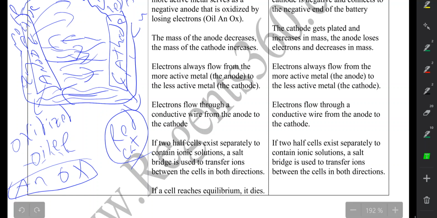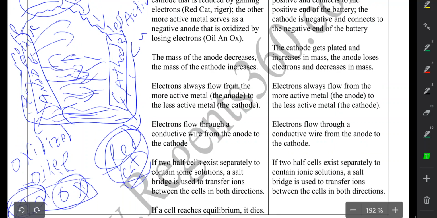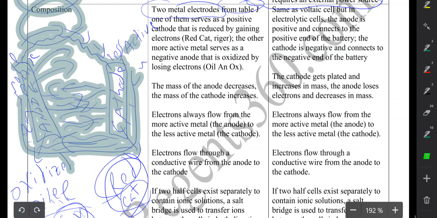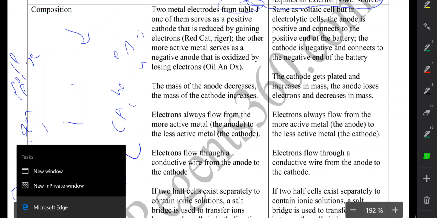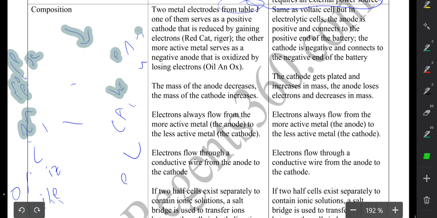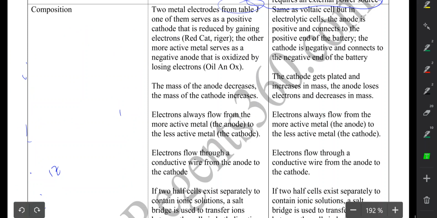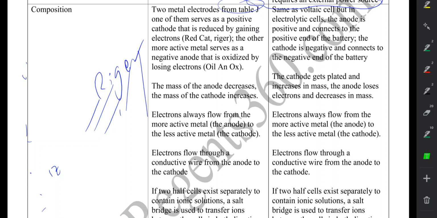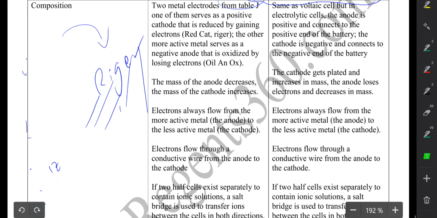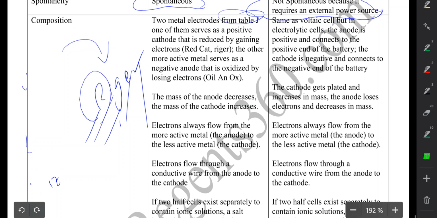So what does that mean? The anode is the site of oxidation, and the cathode is the site of reduction, because electrons are flowing from the anode to the cathode. So therefore, the cathode is gaining electrons. If you remember RIGOR, reduction is gaining electrons at the reactant side. So the cathode is gaining electrons, and therefore the cathode is reduced.